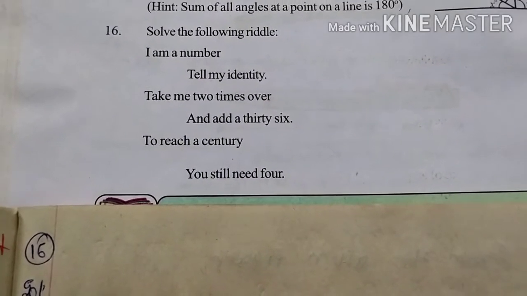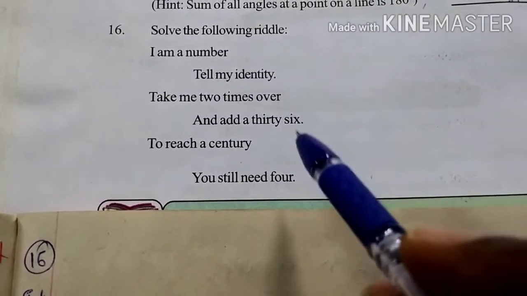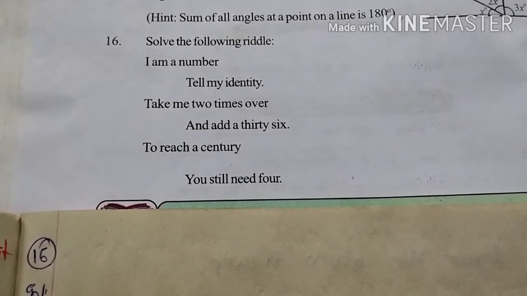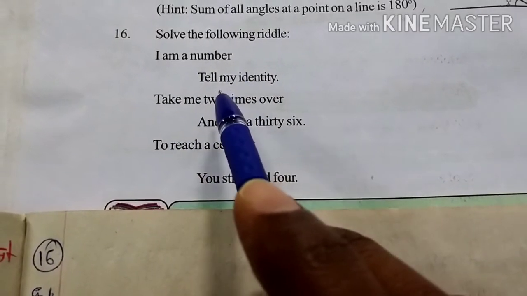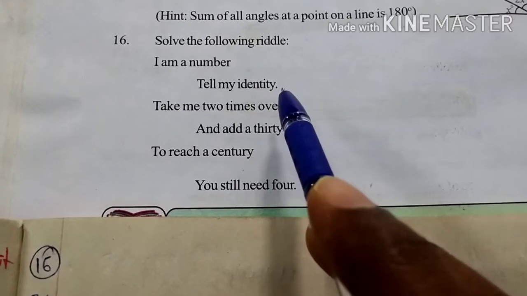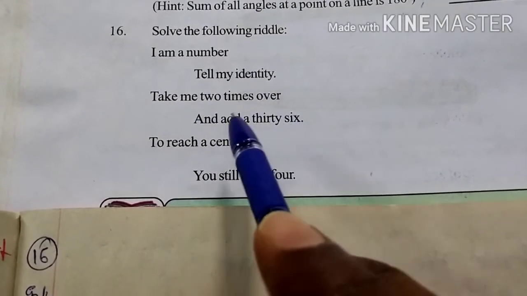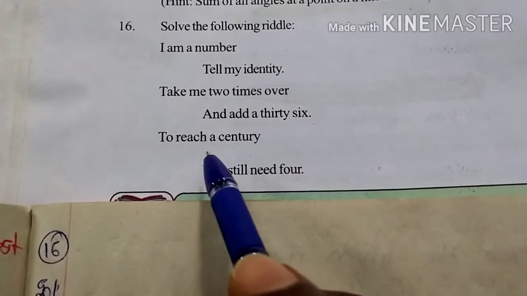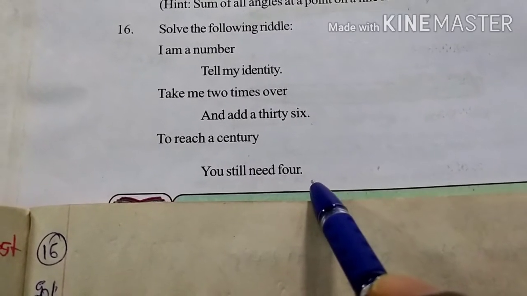See here, question number 16. Solve the following riddle. That means here it is a logical question. Very, very easy. Try to understand the question. Try to read at least 2 times. I am a number. Tell my identity. It is one number. We need to find it. Take me 2 times over and add 36. To reach a century, you still need 4.